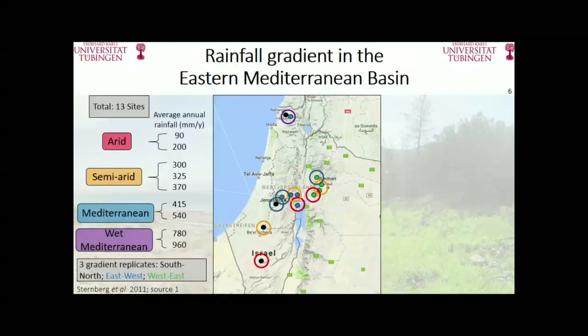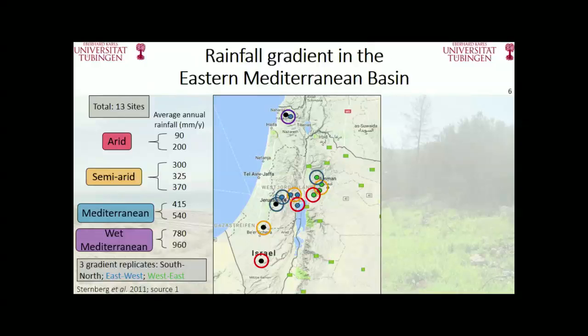So a little bit more detail on my methods. I worked on a total of 13 sites in the Eastern Mediterranean Basin, ranging from arid, shown in the open red circles, semi-arid in the open yellow circles, Mediterranean in the open blue circles, and Mesic Mediterranean right at the top in the open purple circles. And you'll notice that the colours of the circles are also different. And this is because I had 3 geographical replicates. I used 3 different gradients in these areas.